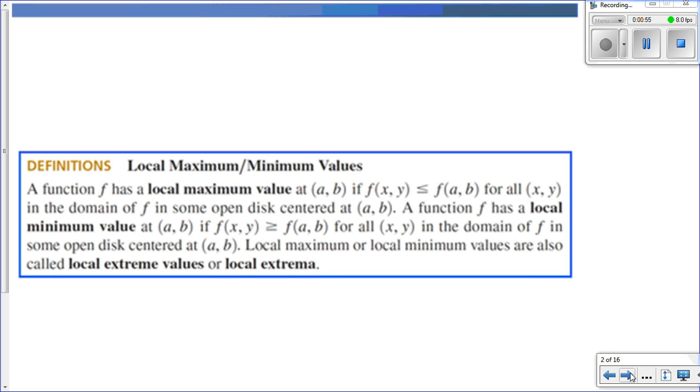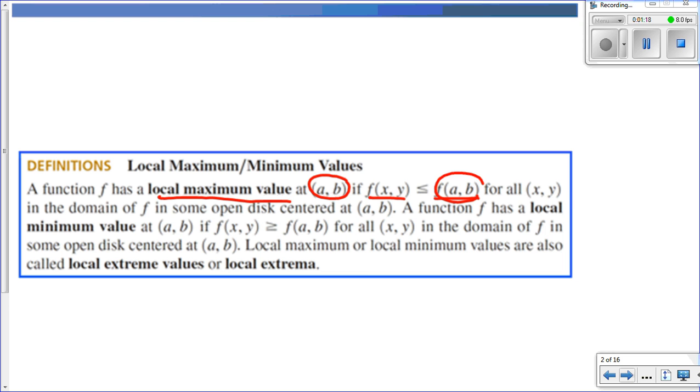Okay, a function has a local maximum value at (a, b) if f of x y is less than or equal to f of a b for all x y in the domain in some open disk centered around (a, b). In other words, there's a local maximum at this value if it's the highest value in some region around (a, b).